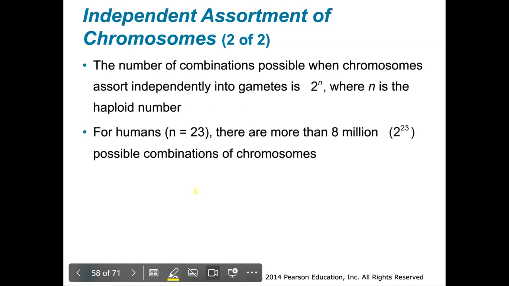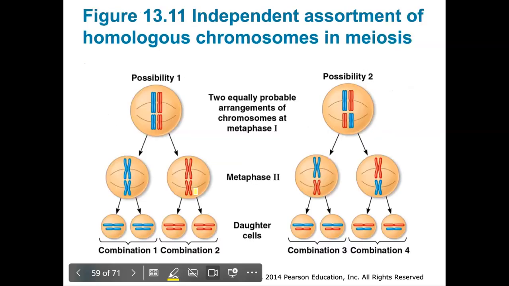Now we're going to talk about independent assortment. Independent assortment means that we're just going to say that the blue chromosomes came from the dad of this parent cell, and then the red chromosomes came from the mom, okay? So if the blue chromosomes came from the dad, the red chromosomes came from the mom, you can see that they lined up where both of the dad's chromosomes are on the left and the mom's are on the right. This lining up or assortment of chromosomes is independent of the other homologous pairs.